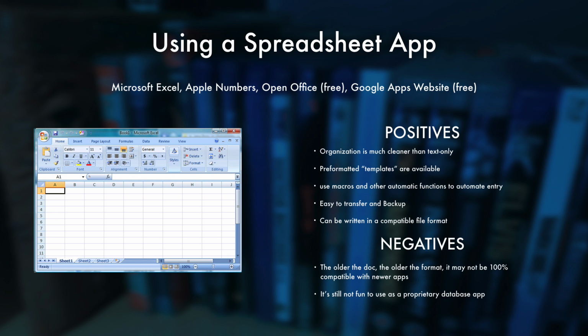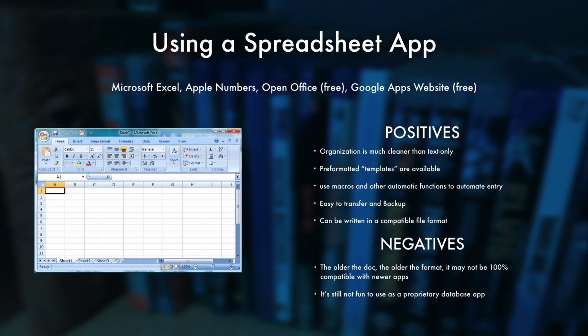Using a spreadsheet has a lot of positives. It's closer to a database program in that it's a lot cleaner than text only. It's easier. You can use templates. People have been using spreadsheets to archive and catalog things for years. So you can use macros. You can use automatic functions. It's easy to transfer and backup.